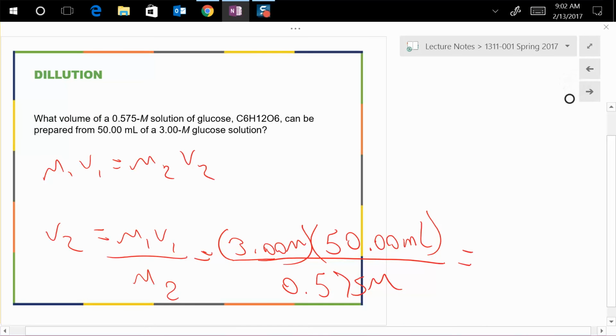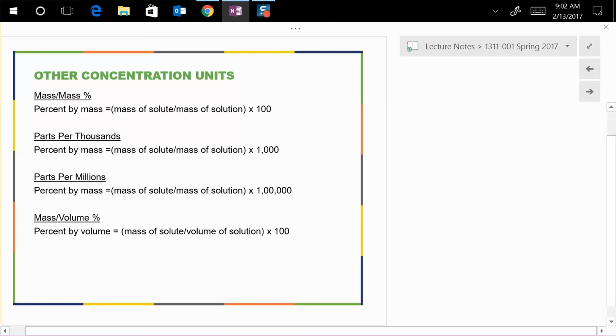All right, so sometimes you can get questions that ask you things like that as well. So be vigilant of that. Okay, so other ways that you can calculate concentration: mass per mass percent, parts per thousand, parts per million, mass per volume percent. These are all ways that we can show concentrations within solutions.